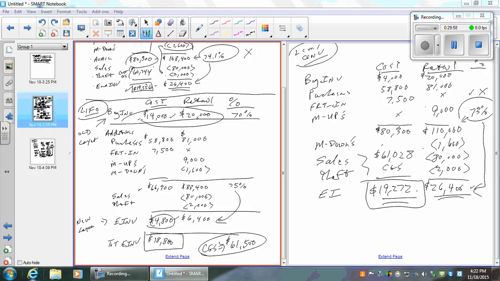So this 6,400, the old layer of 20,000 is at 70% cost to retail. The new layer of 6,400 is at 75%, and so that's 4,800. Total inventory is 14,000 plus 4,800 is 18,800. The total cost that was available is still 80,300, right? So if you have 80,300 available and your ending inventory is 18,800, you can just subtract the 18,800 from the 80,300, and you will get 61,500. Did that do it? Might be easier to just do it that way.